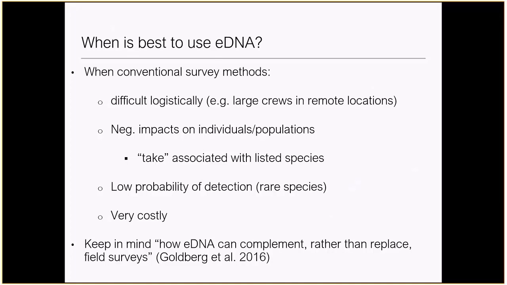When conventional survey methods could be difficult logistically, so if you have to get a large crew out to a remote location, a lot less people may need to be involved with eDNA, and there may be a lot less equipment. And given our current environment, I know a lot of you have had to cancel field seasons or things are up in the air, and sometimes eDNA sampling can be done with just one person and definitely can be done while social distancing. So given the state of affairs currently, this could be a good substitute for some goals of what was previously a larger scale field survey.